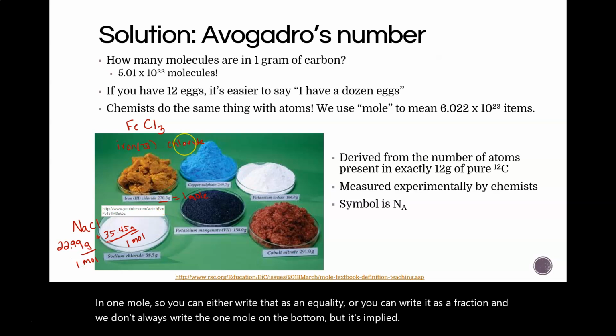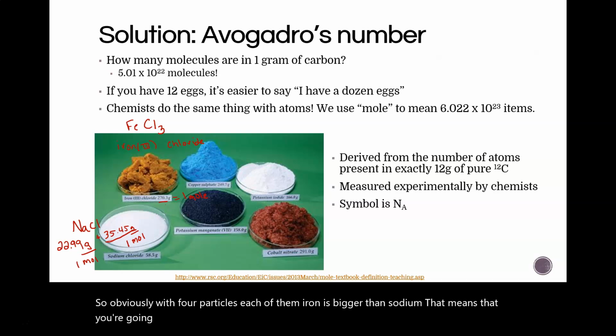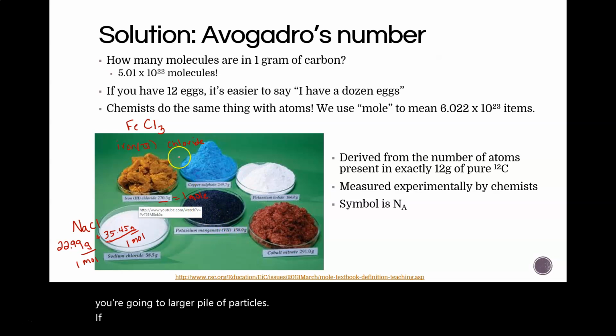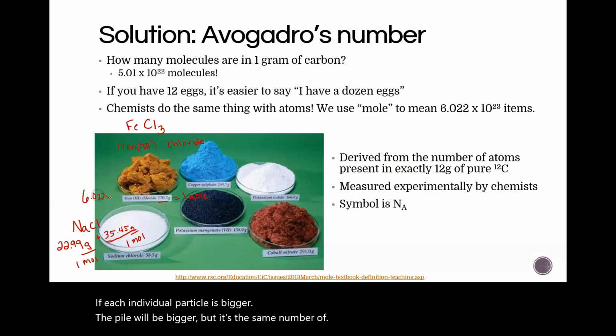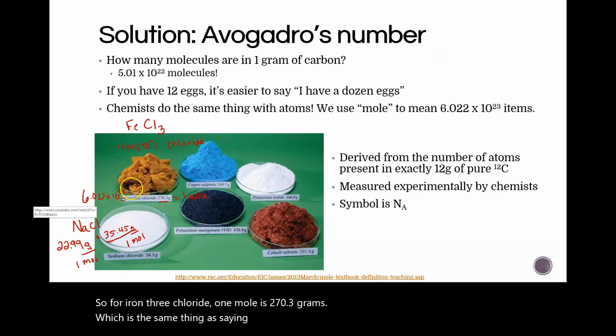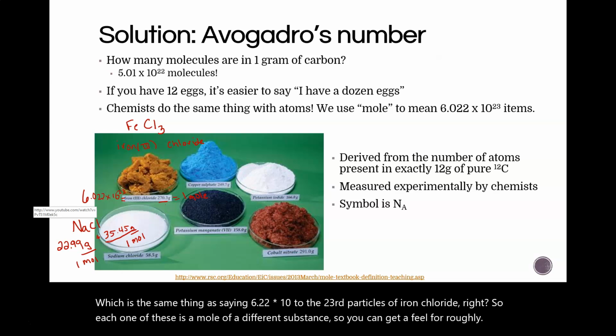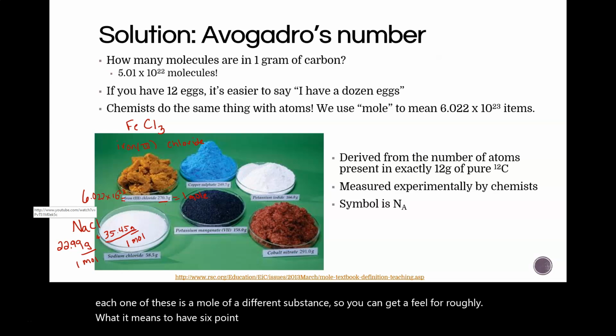Okay. So Avogadro's number allows us to go from, so obviously with 4 particles, each of them, you know, iron is bigger than sodium. That means that you're going to need a larger pile of particles. If each individual particle is bigger, the pile will be bigger, but it's the same number of particles, right? It's always 1 mole. So for iron 3 chloride, 1 mole is 270.3 grams, which is the same thing as saying 6.022 times 10 to the 23rd particles of iron chloride. Right, so each one of these is a mole of a different substance, so you can get a feel for roughly what it means to have 6.02 times 10 to the 23rd particles.